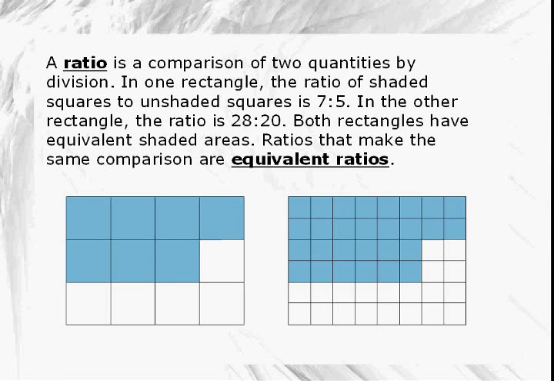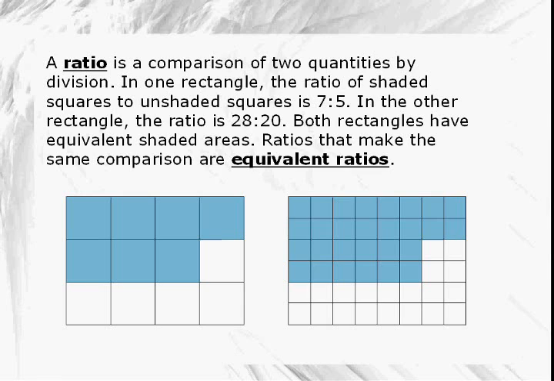So in one rectangle here, the ratio of shaded squares to unshaded squares is 7 to 5. In the other rectangle, the ratio is 28 to 20. Both rectangles have equivalent shaded areas. Ratios that make the same comparison are equivalent ratios. So 7 to 5 is the same thing as 28 to 20. Notice how the portion of shaded area is the same. One has bigger boxes than the other. That's the only difference, but they are equivalent ratios.